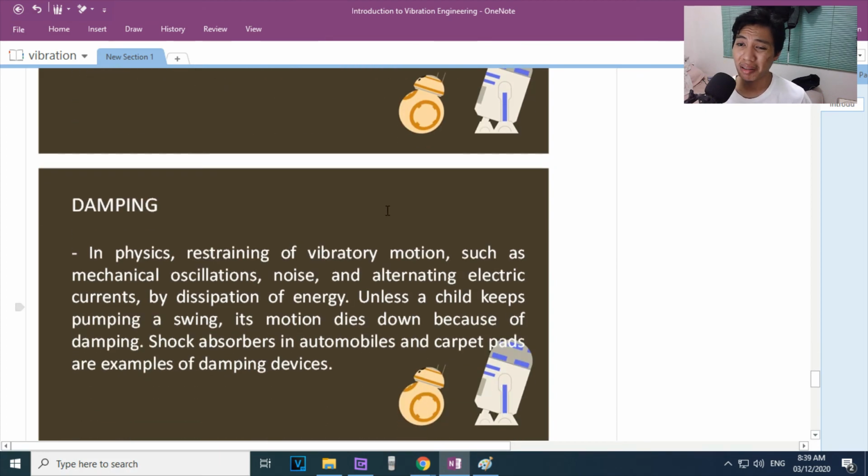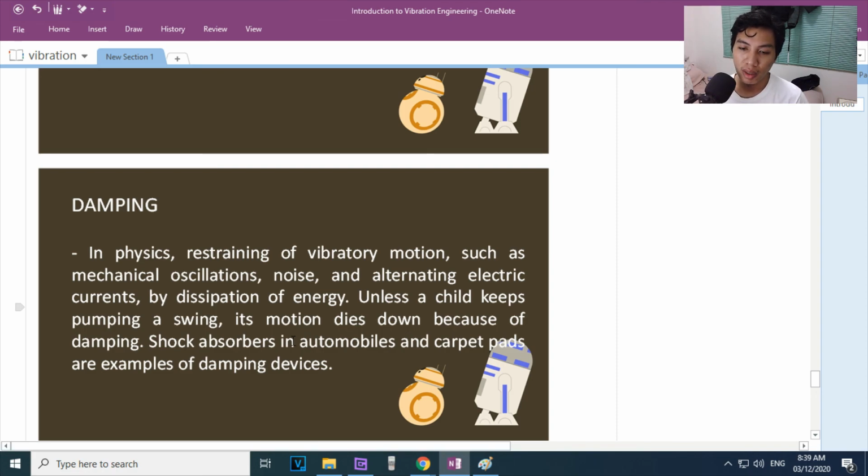Now, damping. Yung damping, you employ such phenomena para ma-restrain mo yung vibration motion. And by definition, restrain of a vibratory motion such as mechanical oscillations. Yung noise, meron kang mga pads. Ang tawag doon is acoustic pads. Yung dinidikit sa mga recording studio. Minsan nga, dinidikit nila yung mga tray ng itlog. Para ma-dissipate mo yung production of unwanted energy.